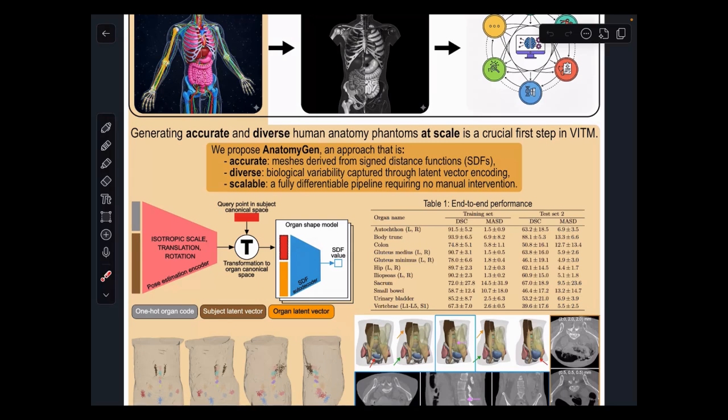The other part is the pose estimation encoder. So this component basically glues everything together by learning the spatial distribution of all organ shape models. So we have an additional latent space here, and it captures the spatial distribution of the organs. Now to the results.